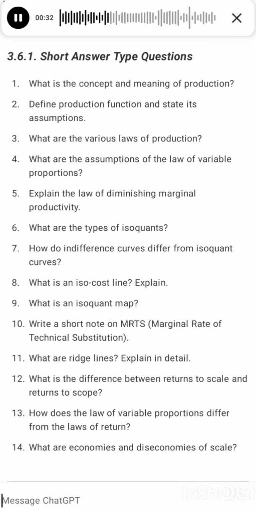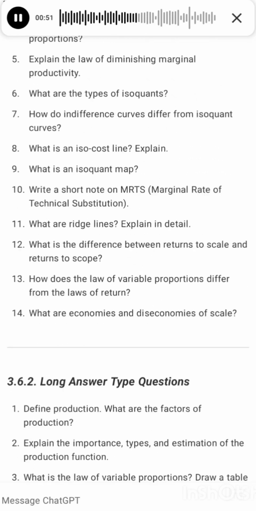10. Write a short note on MRTS, marginal rate of technical substitution. 11. What are ridge lines? Explain in detail. 12. What is the difference between returns to scale and returns to scope? 13. How does the law of variable proportions differ from the laws of return? 14. What are economies and diseconomies of scale?